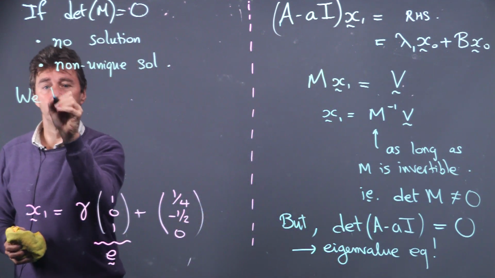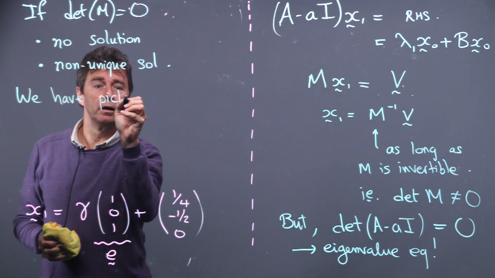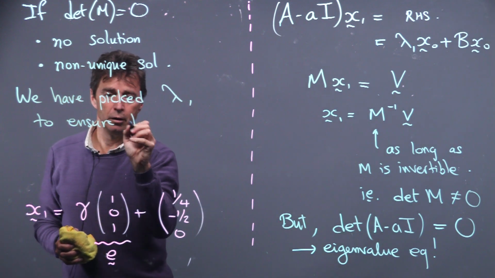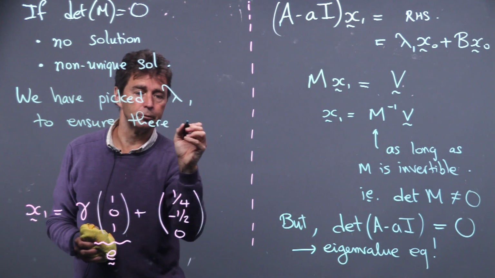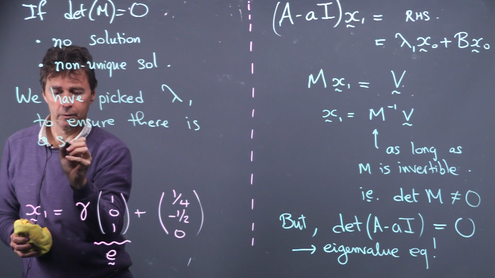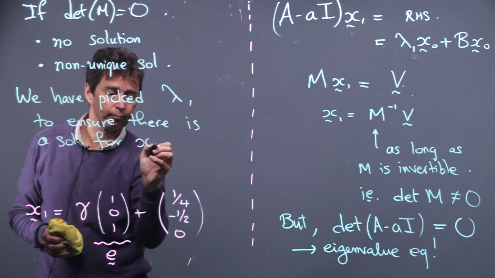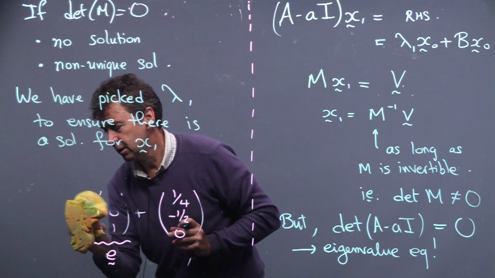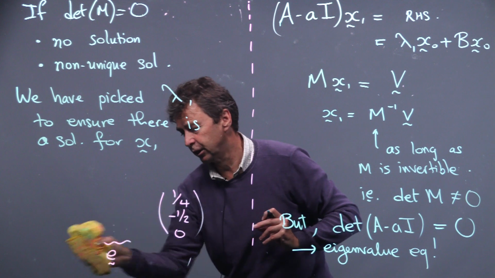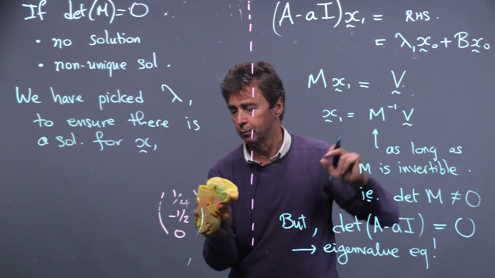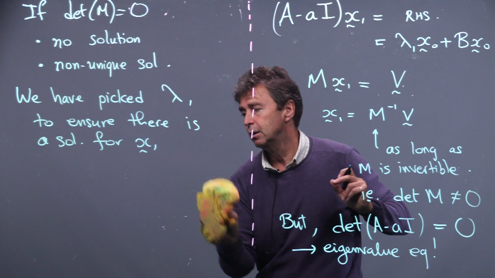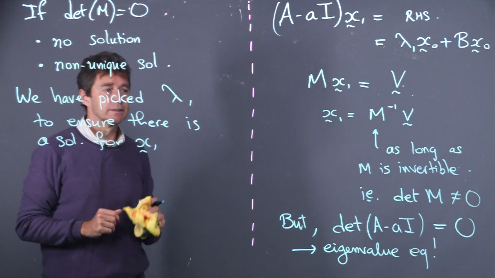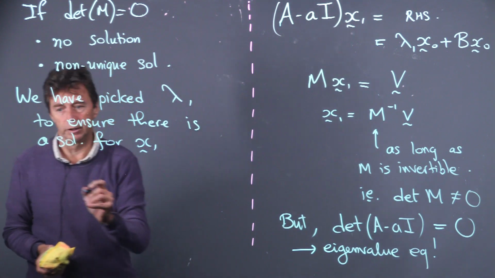So in other words, we have picked lambda 1 to ensure there is a solution for x1. That's essentially what we've just done. We've got a problem at this order, which in general, if I put any old lambda 1 in there, wouldn't have a solution. But by carefully arranging things and picking lambda 1, we can solve it to get a non-unique solution. That's exactly what we've done.